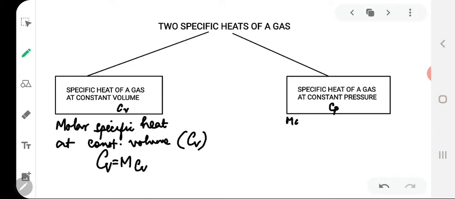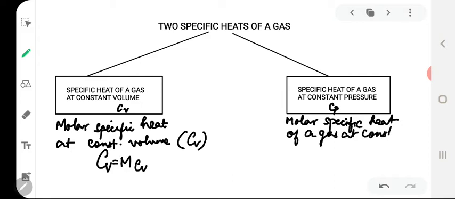Similarly, we can have molar specific heat of a gas at constant pressure. How to define it? It is defined as the amount of heat required to raise the temperature of 1 mole of a gas through 1 degree Celsius at a constant pressure, denoted by capital letter C with a subscript P. So again we can write down Cp to be equal to M cp.